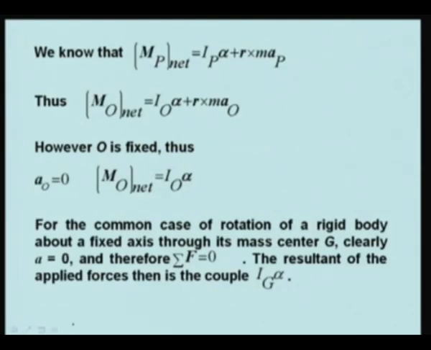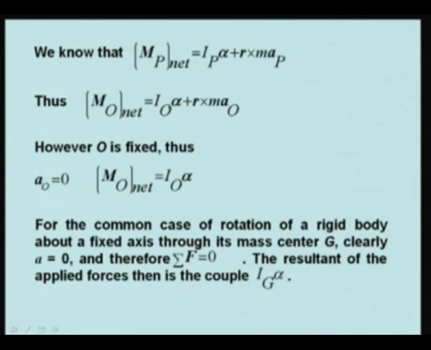Now we also have discussed in this lecture this equation: if you take any point P, say P is any point, then you get MP net is equal to IP times alpha plus r cross m A_P. Here IP is the mass moment of inertia of the body, but about point P, and this is r cross m A_P. Here A_P is the acceleration of point P, not the point G, so it is point P. Then we get this equation.